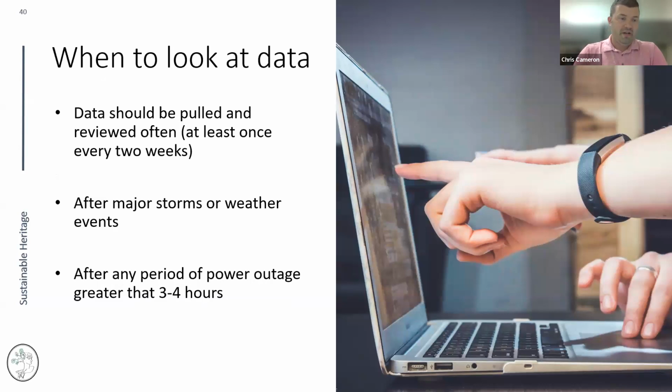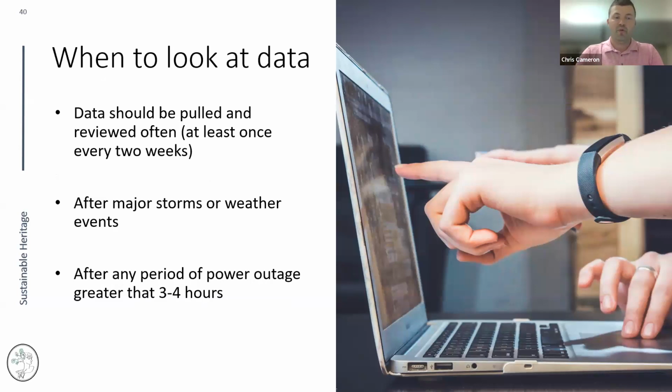When should you be looking at data? You should at least every 2 weeks sit down with your team and try to go over data. Depending on schedules, you might stretch it out to a month, but really try to do it at least every 2 weeks. Sit down, look at that data. Are you seeing any issues?